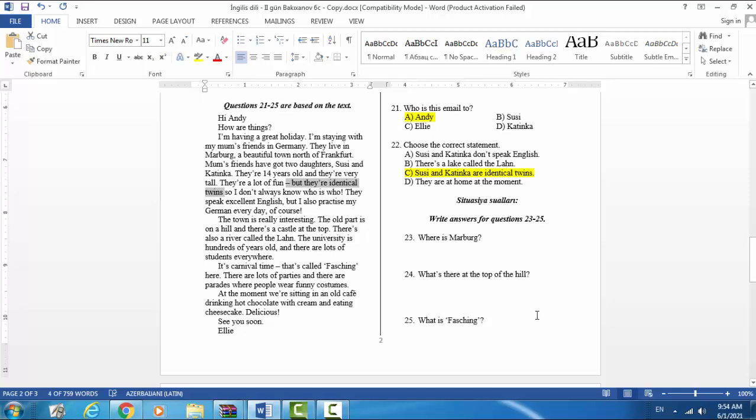We have three situational questions. Where is Marwar? Now, we are given the place of Marwar in the text. So, it is a beautiful town in the north of Frankfurt. Question 24. What's there at the top of the hill? There is a castle at the top of the hill. What's Fasig? Fasig is a carnival.